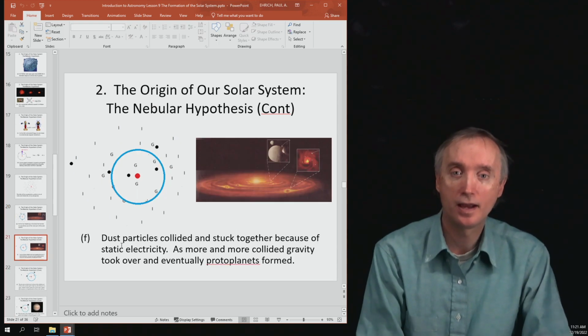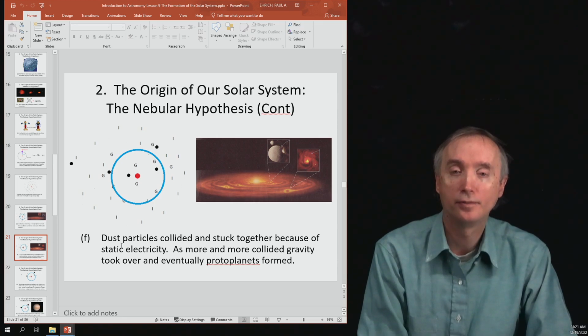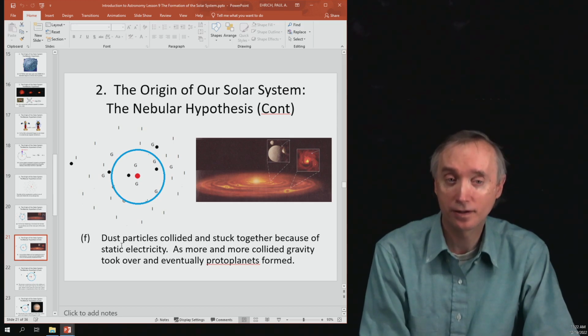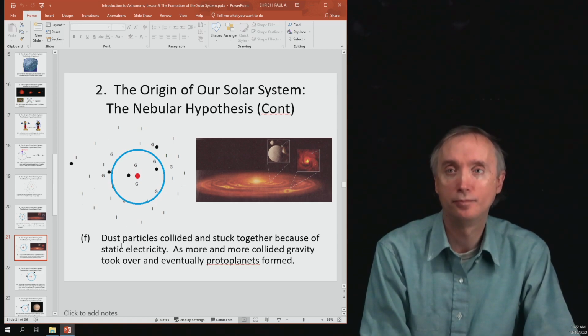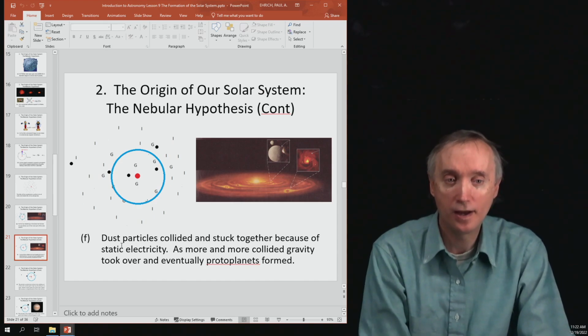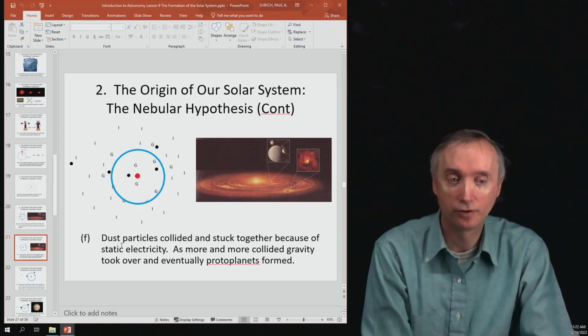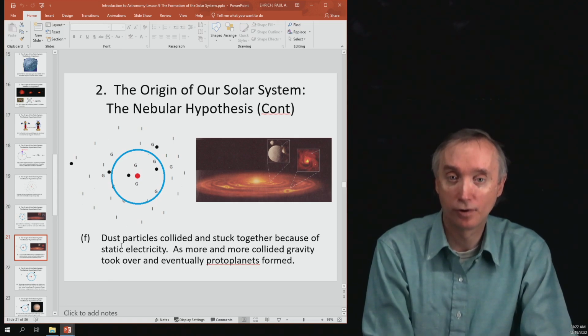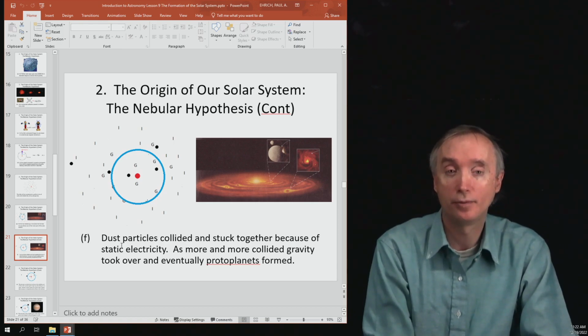Okay, the next thing that can happen is that the dust begins to stick together because of static electricity, and by the time the material gets to about the size of bowling balls, it has enough gravity that gravity takes over as the primary reason why this material, as it runs into each other, starts to pile up. And eventually we're going to start making moons and protoplanets.